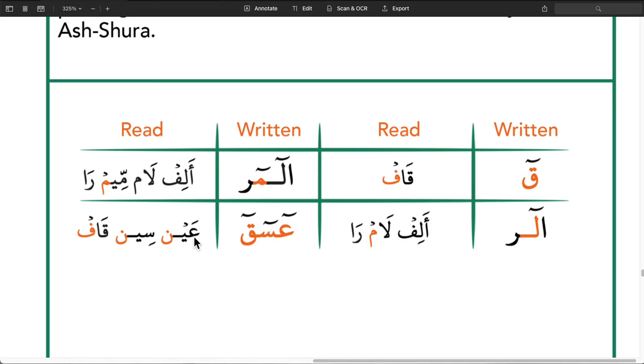So look what is happening here. Ain, Sin, and Qaf. Pay attention here. We have a Nun Sakin, without the mark, and then Nun Sakin. So what does it remind you of? Here it has to go light. It is followed by Sin, which is a letter of Ikhfa. And then here it has to go heavy. Why? Because Qaf is a heavy letter. Let's go.